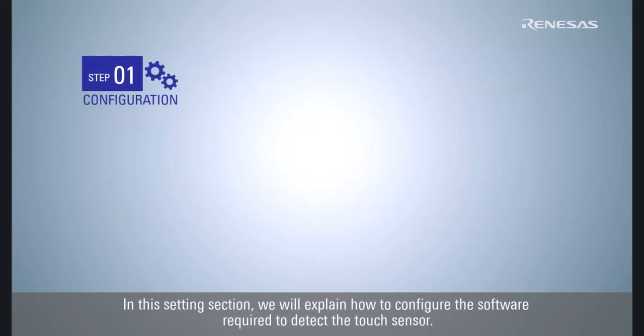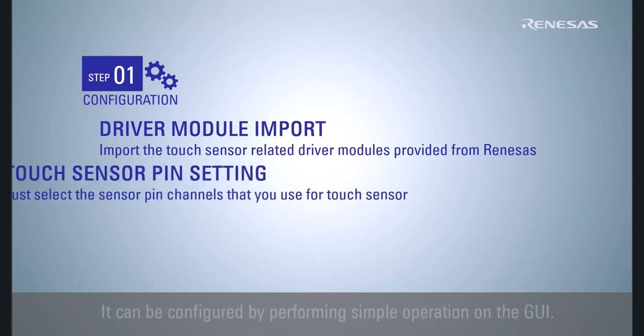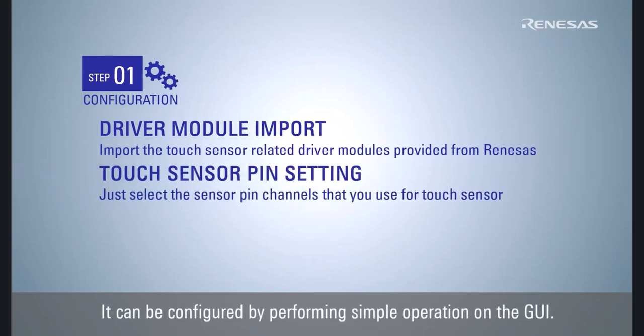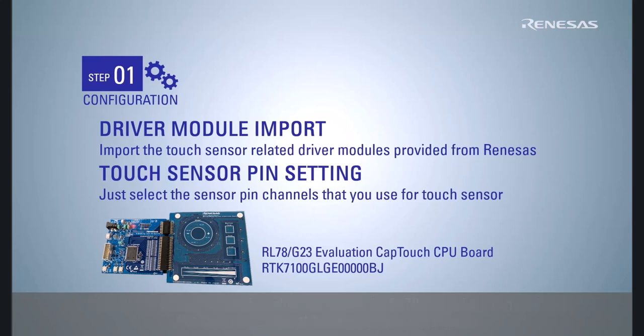In this settings section, Step 1, we will explain how to configure the software required to detect the touch sensor. It can be configured by performing simple operation on the GUI. We will use Capacitive Touch Evaluation System for RL78G23, which can evaluate the touch functions of buttons, sliders, and wheels.